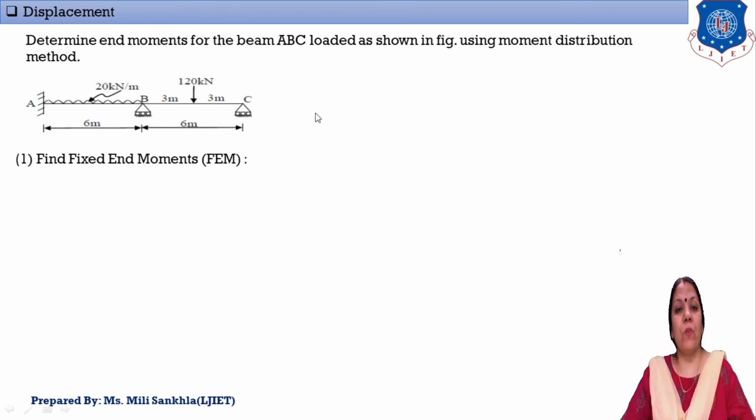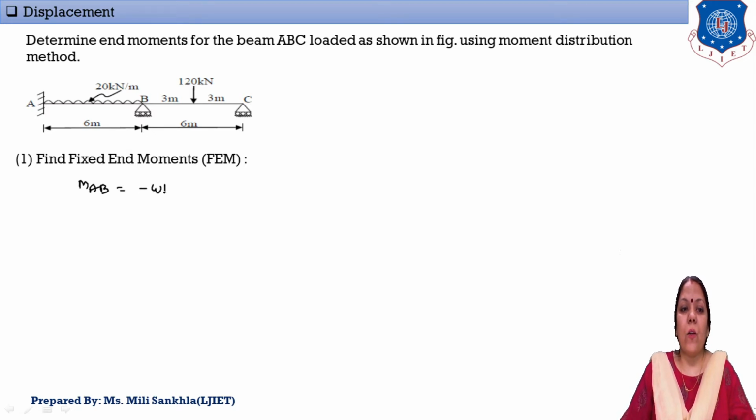For that, I mention the steps. First we find the fixed end moments. Our first fixed end moment is MAB, which is subjected to a UDL load. The equation is WL square by 12. And MBA, I first mention the equation: MBA is equal to WL square by 12. I already explained this in the fixed end moment table.